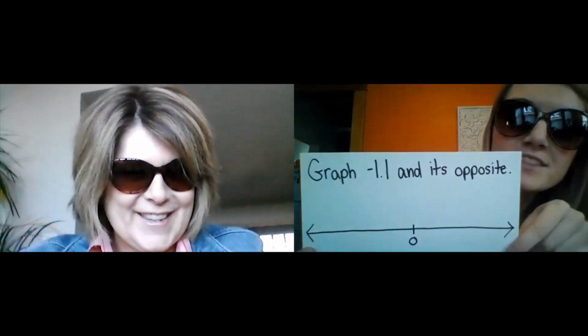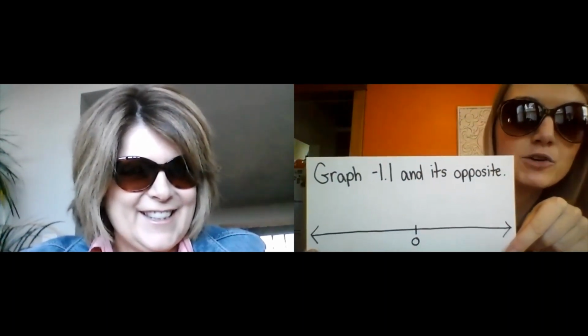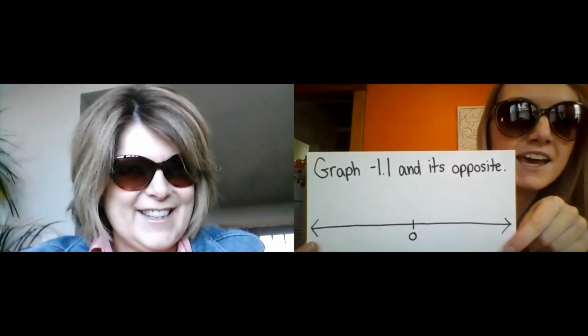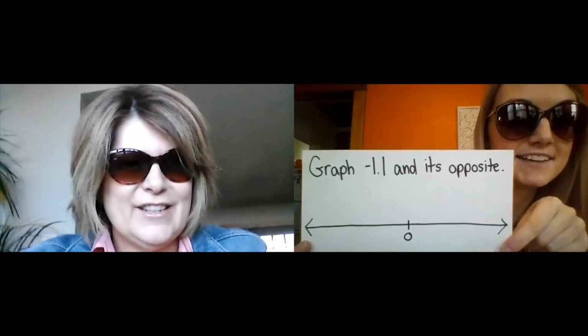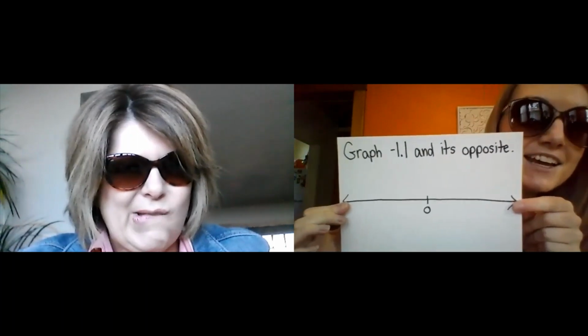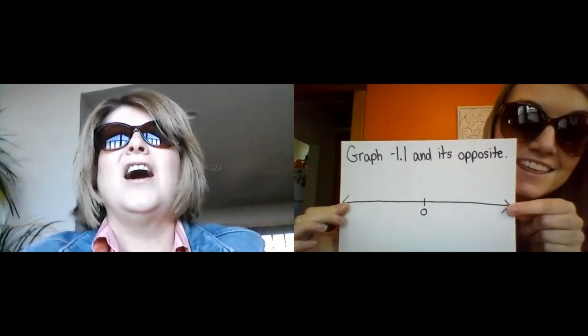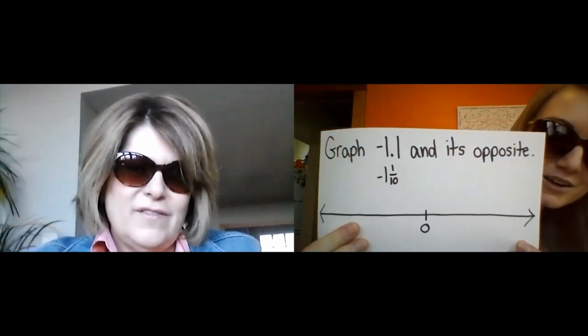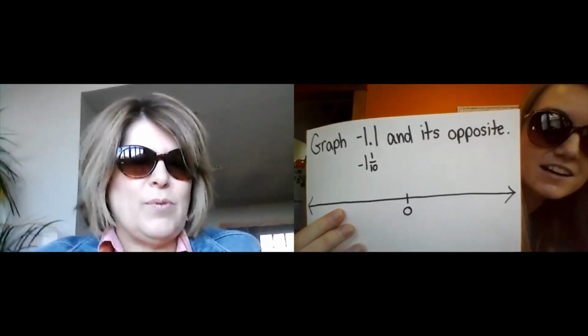All right, Mrs. K, I got another one for you. Oh, good. So this time I have graph -1 and 1/10 and its opposite. Ooh, so we got a negative number this time. We're starting with the negative, and do you remember, if you can say it, you can write it. So I have -1 and 1/10, which is like what, Mrs. K? 1/10 is a fraction. We can just write it like that. Oh, cool. Well, then that's just like the last problem, Mrs. Zimmerman.